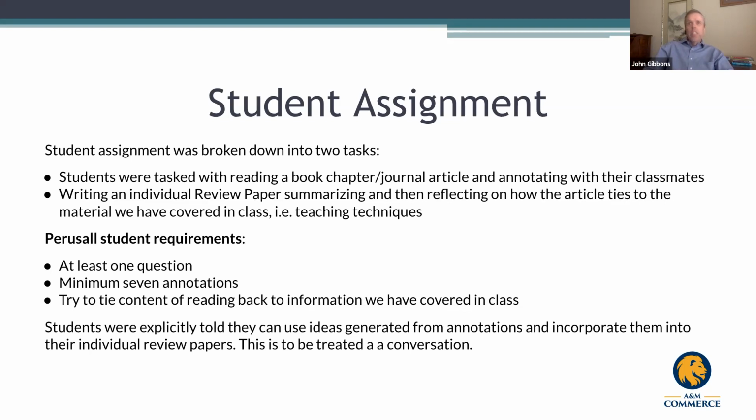That could be more questions, it could be comments. I even had students post links to outside resources that were very helpful. And then I wanted them to tie the content of the reading back to information we had covered in class. So the idea of the review paper was to have them tie the reading to what we covered in class.